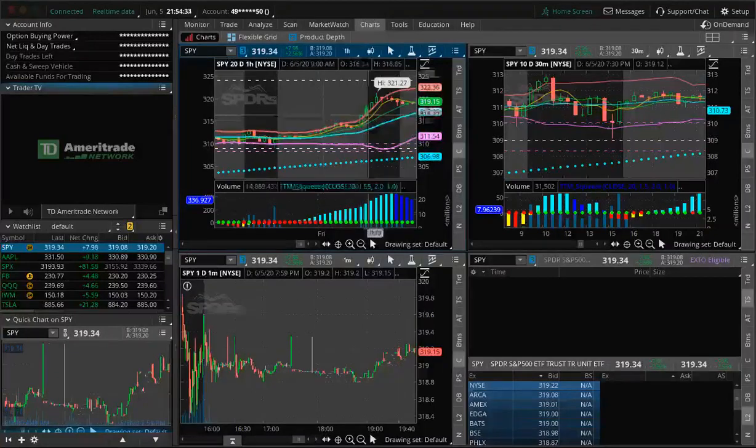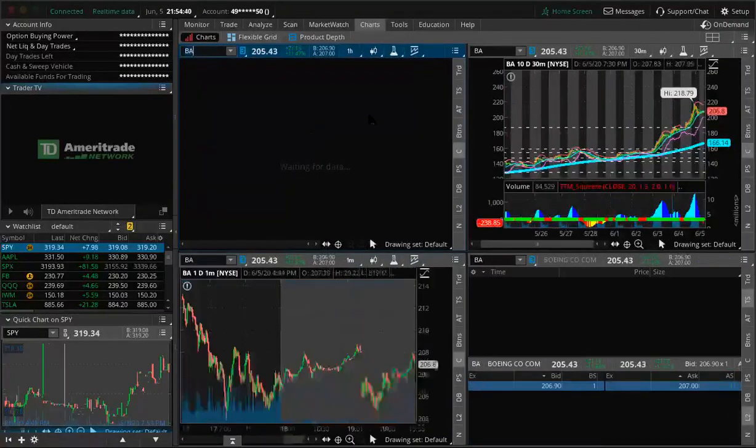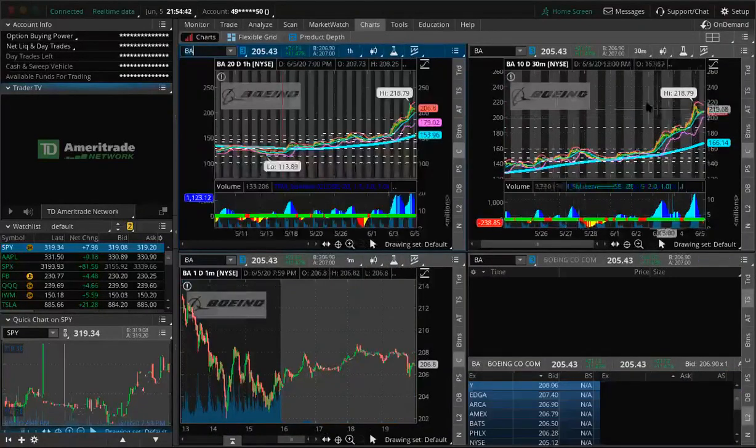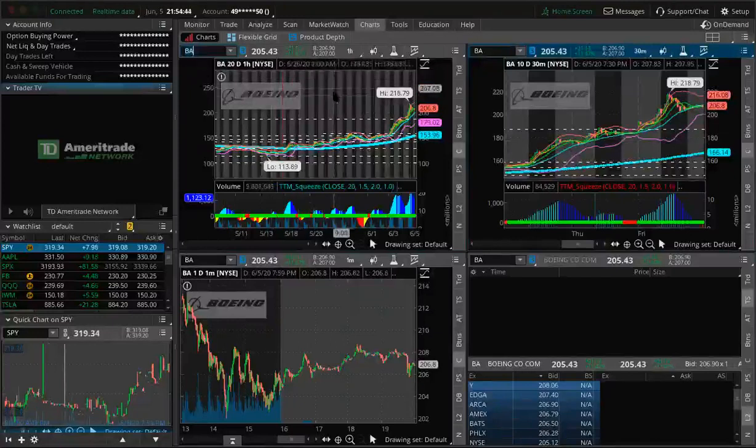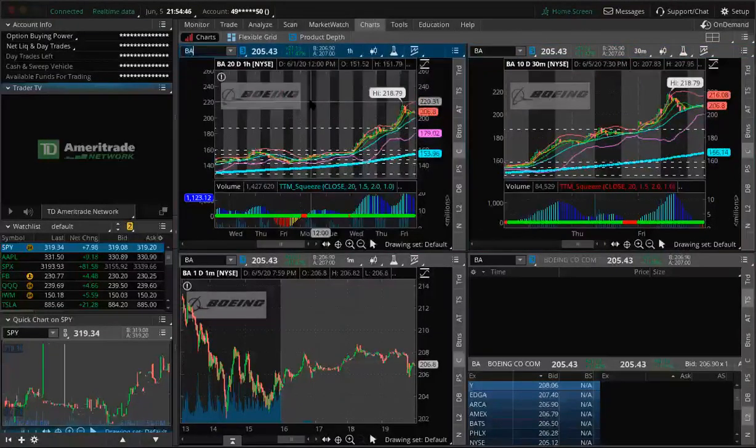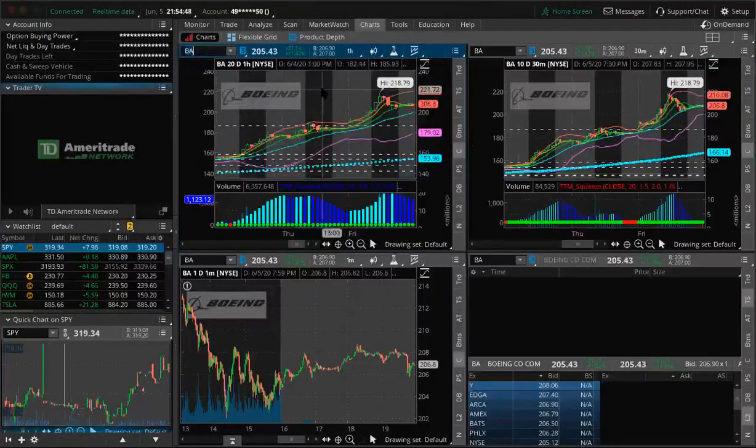So let's look at that on some other tickers, right? Because I want to really show you guys how this thing works. I kid you not, this thing has made me thousands of dollars, tens of thousands probably.